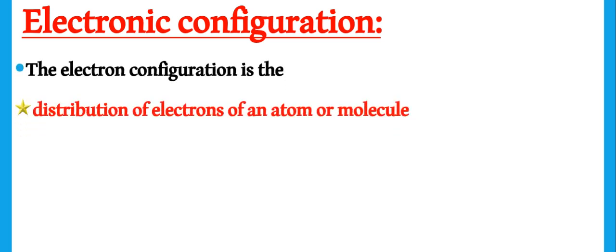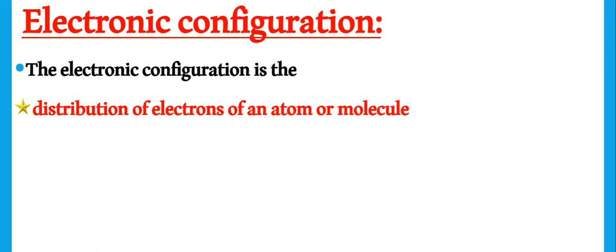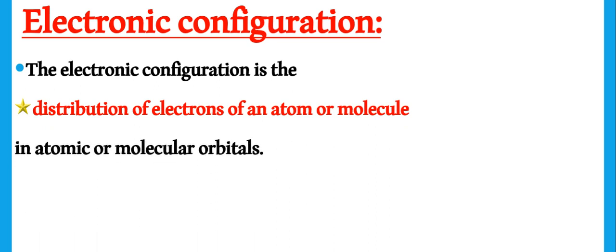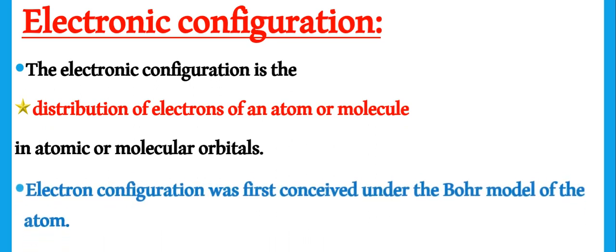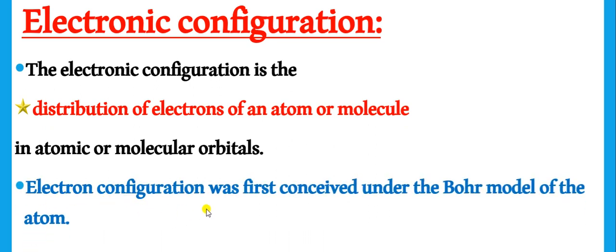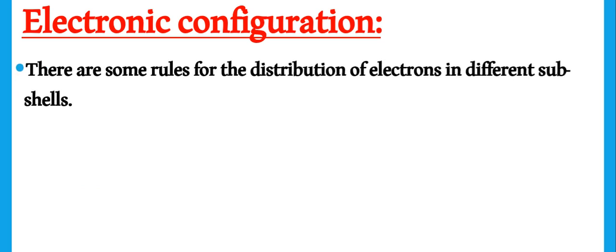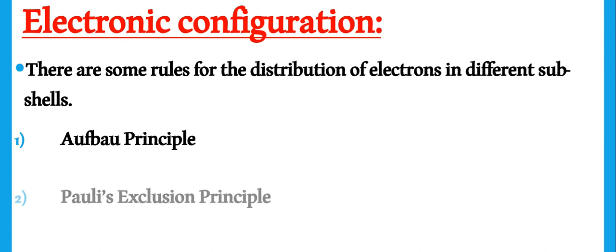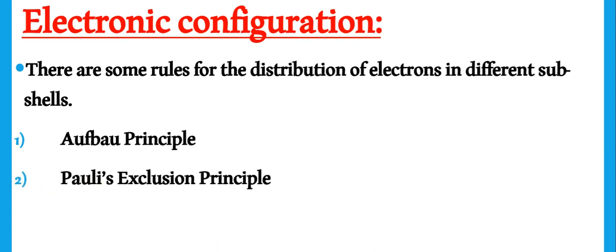Now the last topic is electronic configuration. The electronic configuration is the distribution of electrons in an atom or molecule in atomic or molecular orbitals. And electronic configuration was first conceived under the Bohr model of the atom. There are some rules for the distribution of electrons in the different subshells. Number 1 is the Aufbau principle, number 2 is Pauli's exclusion principle, and number 3 is Hund's rule.